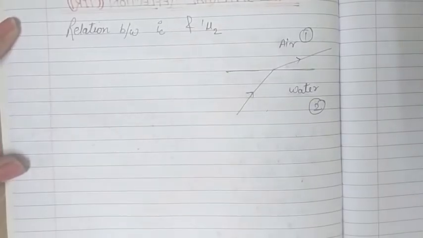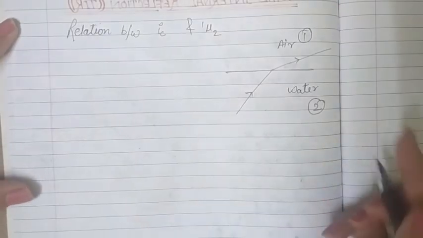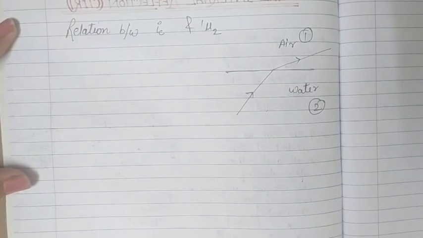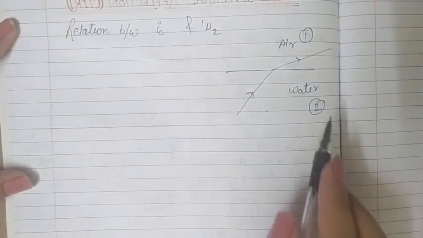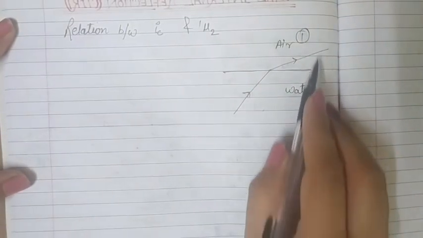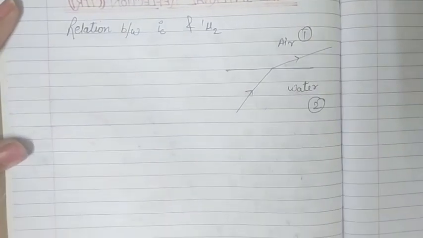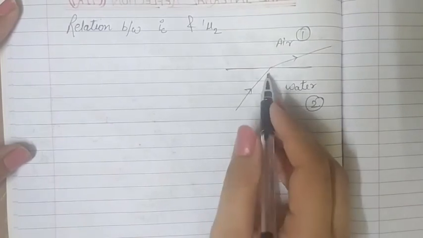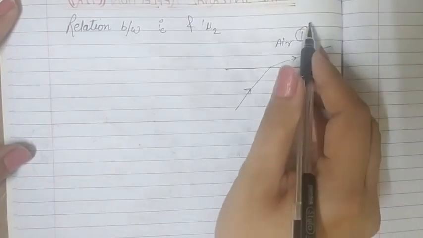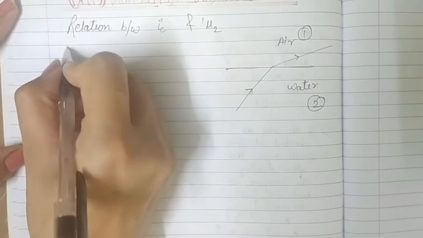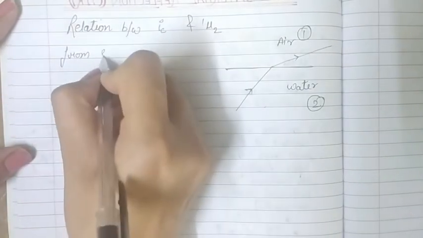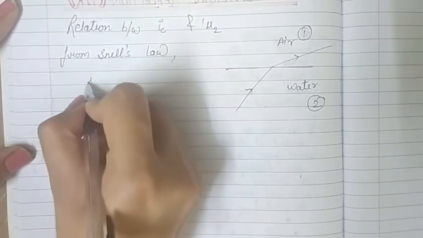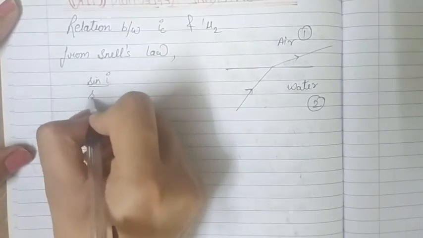To find the relation, we have a setup like this, meaning there is air, water or any other combination of media. There is a setup in which light is passing from a denser to a rarer medium, meaning from the second medium to the first medium. So when we apply Snell's law, the angle of incidence will be in the denser medium and the angle of refraction will be in the rarer medium. From Snell's law, we have sin i upon sin r.